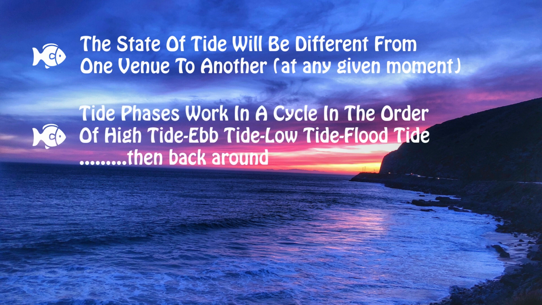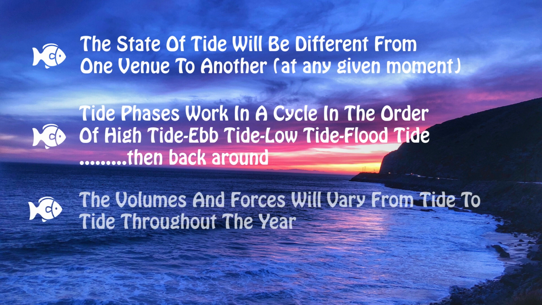The high tide is followed by the ebb, which leads to low tide. We then have the flood that follows this to bring us back around to another high tide. How high and how low these phases are, along with how much force they carry, varies from tide to tide, all year around.